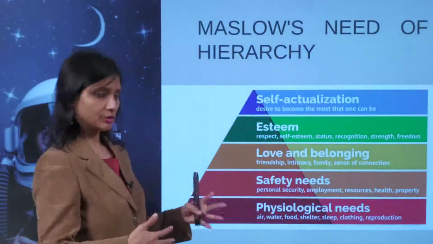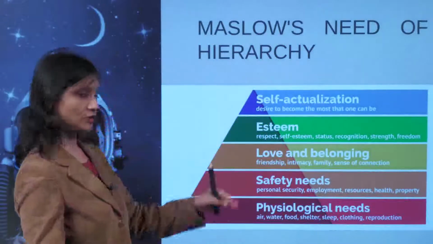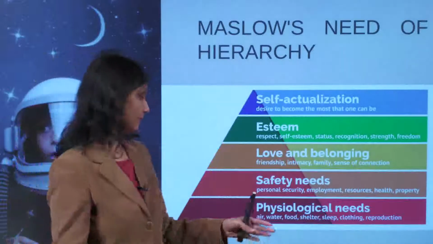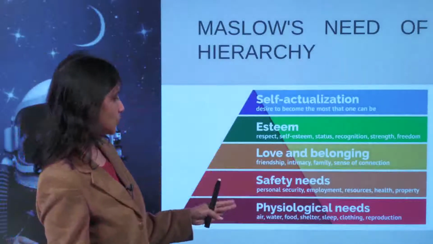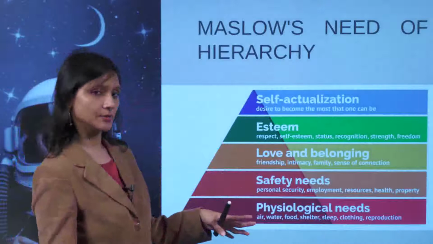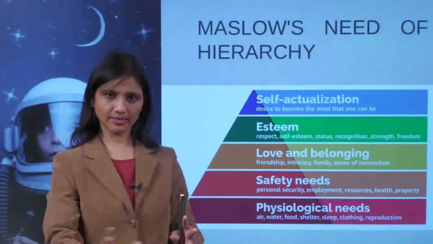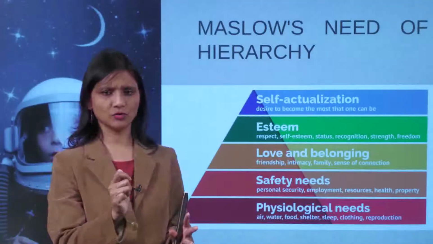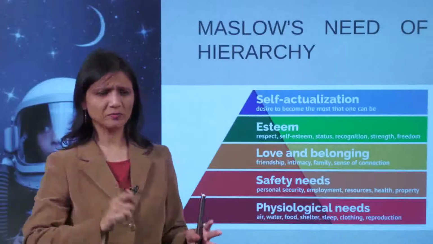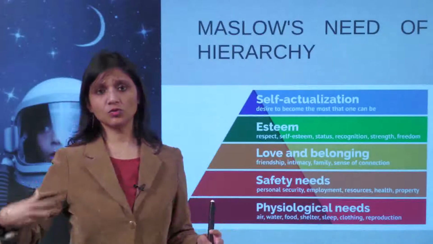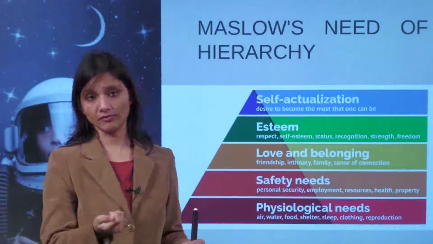The same thing I have explained with examples now. Physiological needs are known as the basic needs. Air, water, food, shelter, sleep, clothing, reproduction. So this is the basic need. Though we just say food, water and shelter, there are other things also. The basic needs for you to live, for you to survive rather.